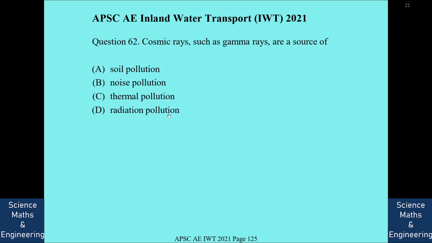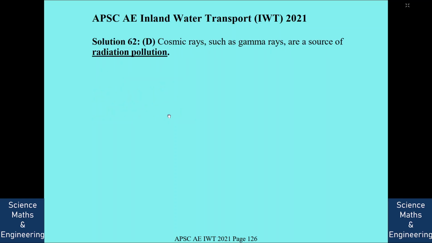Next. Cosmic rays such as gamma rays are a source of A, soil pollution, B, noise pollution, C, thermal pollution, or D, radiation pollution. So the answer is cosmic rays such as gamma rays are a source of radiation pollution.